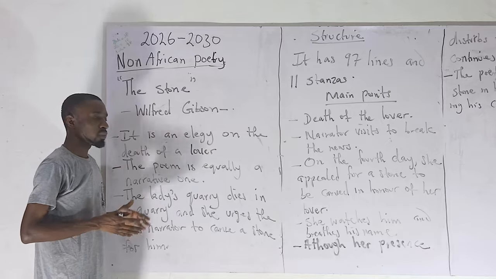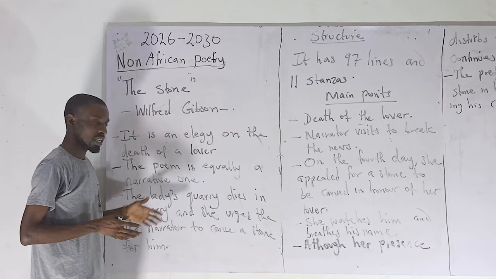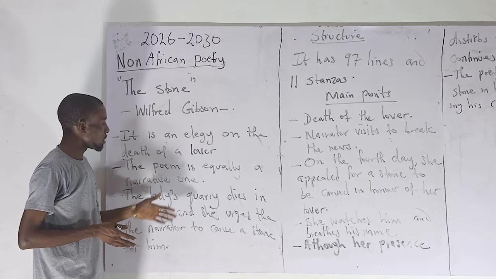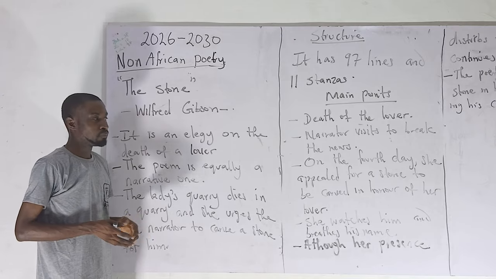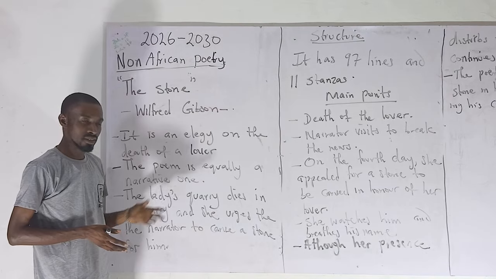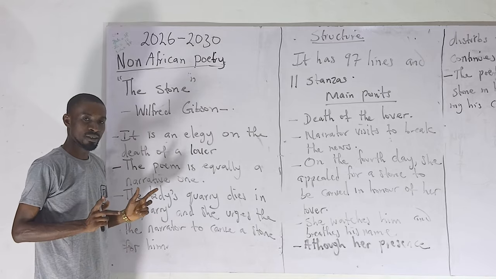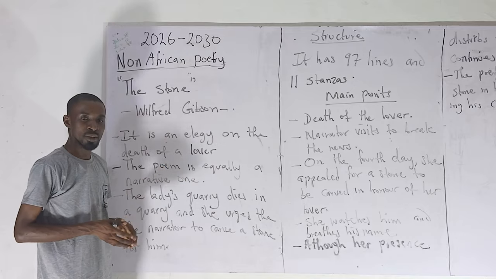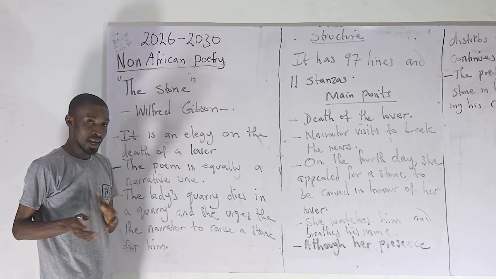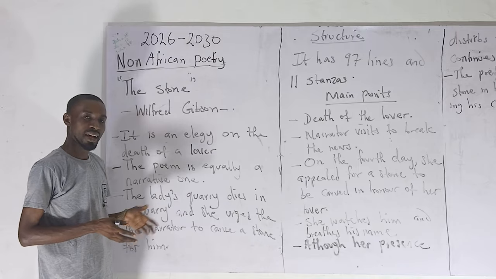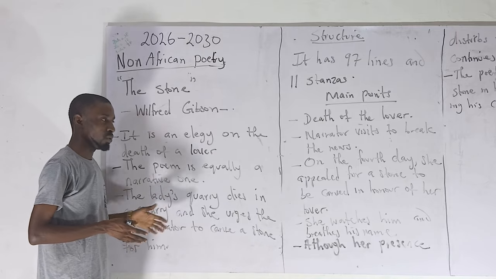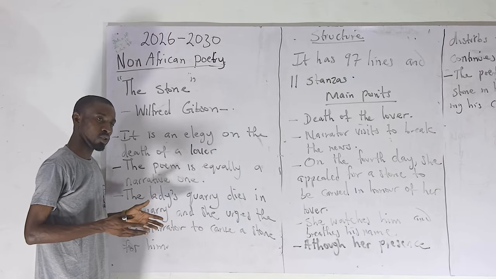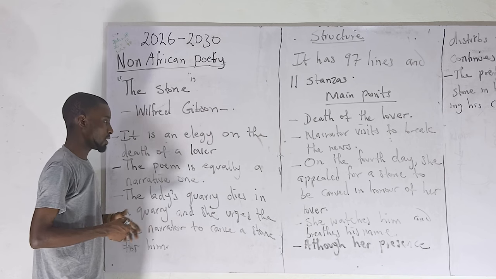So in terms of the structure, as earlier stated, it has 97 lines and of course 11 stanzas. Okay, and then look at the main points therein, that the death of the lover, of course, we made mention of that earlier. The narrator visits to break the news. Of course, before the narrator got there, somebody already had given the information to the lady in question that, see, your lover is already dead, with a stone that falls on him at a particular quarry.